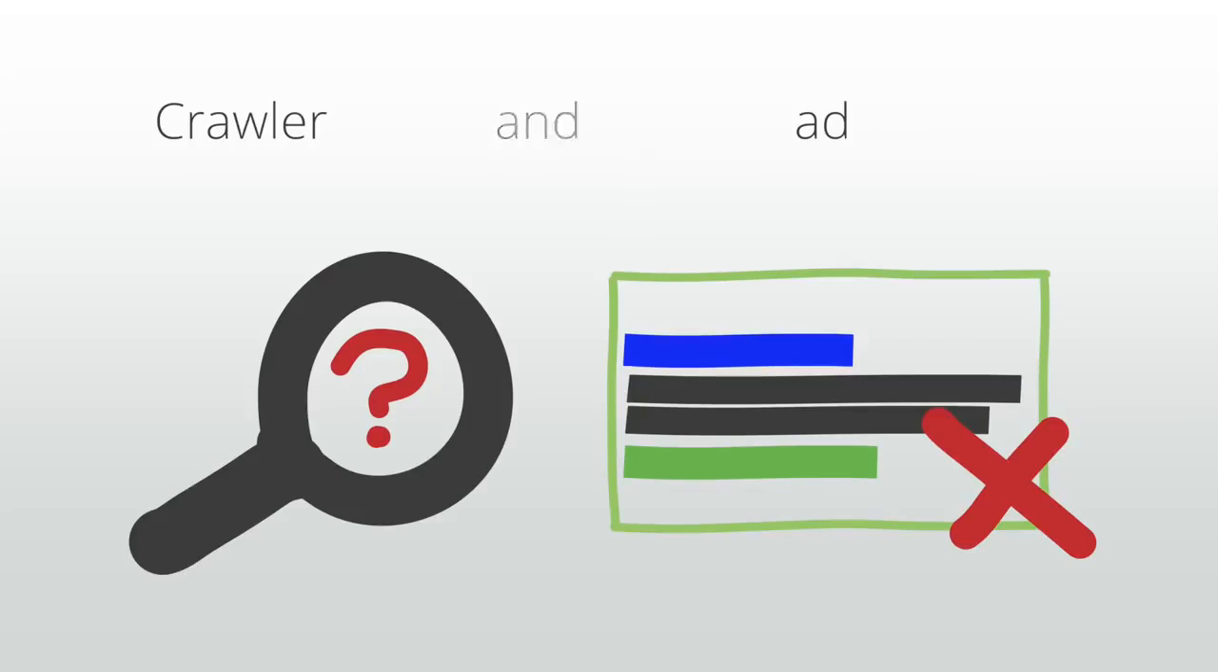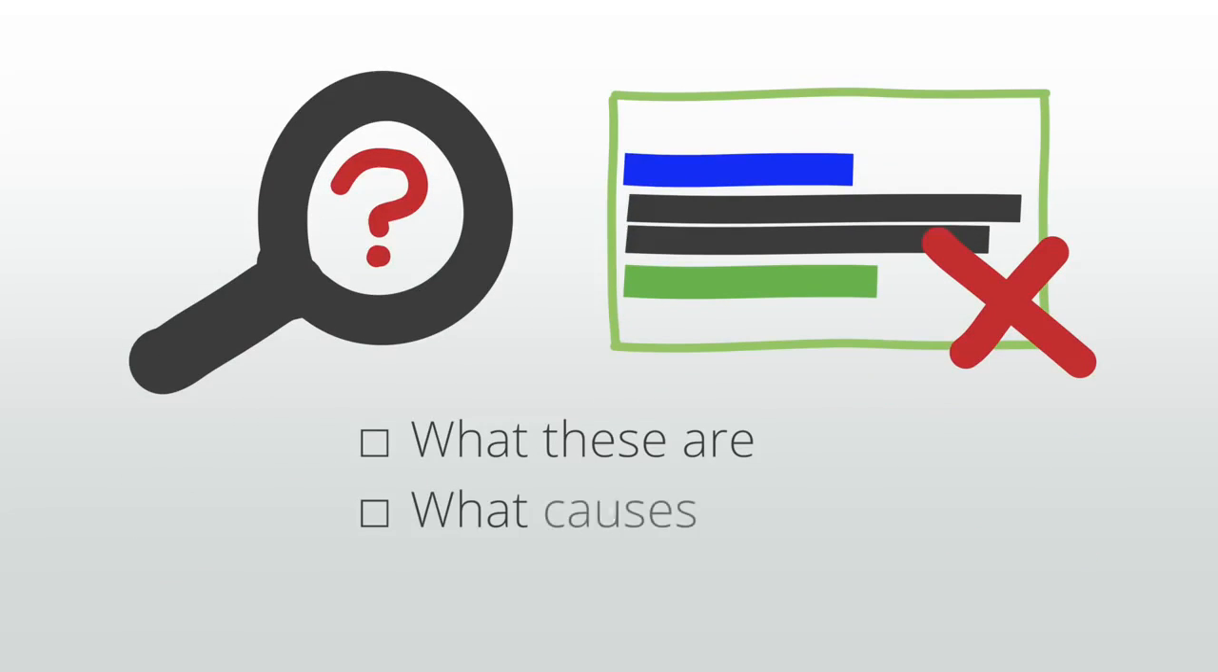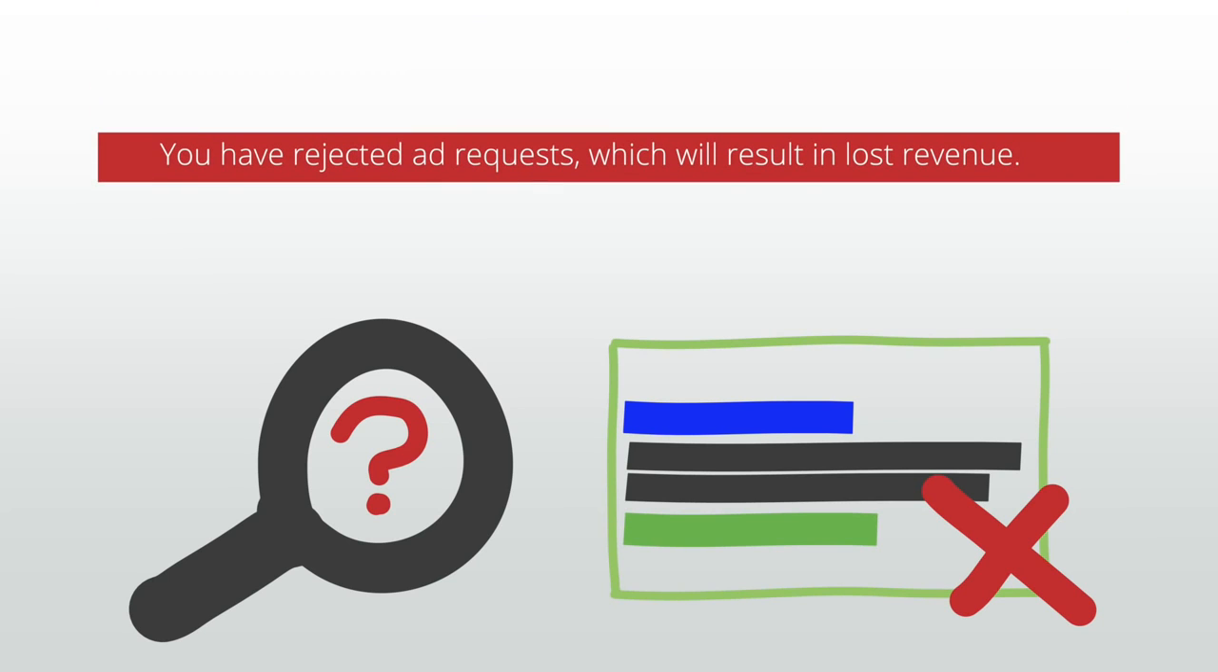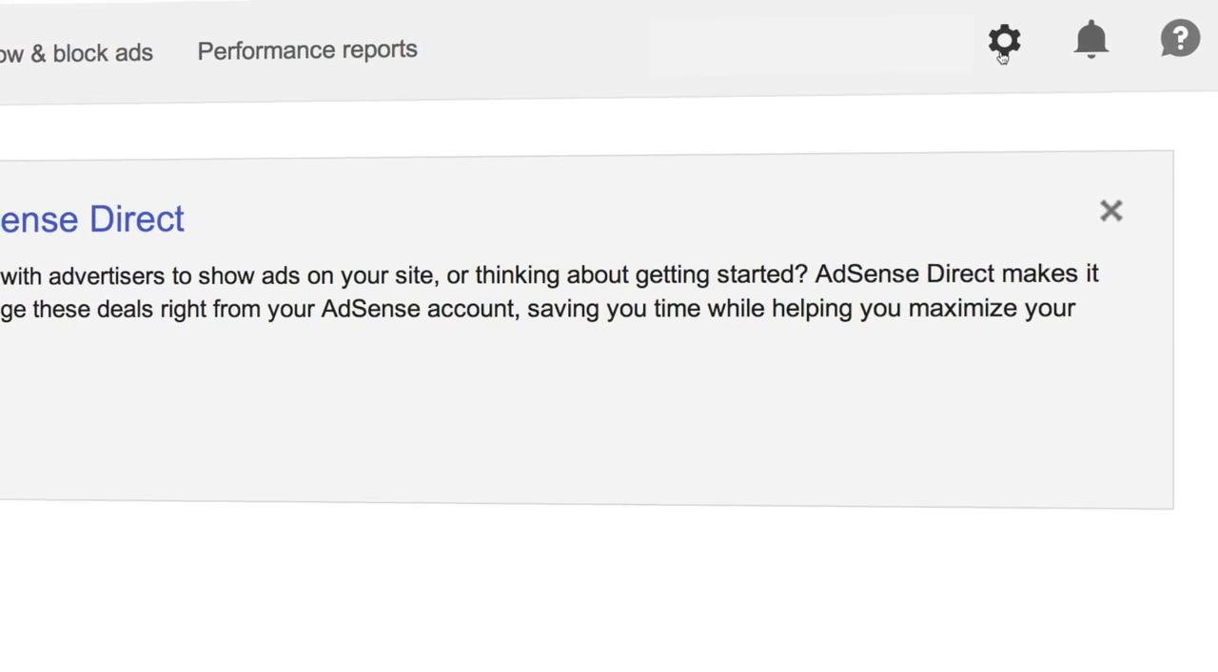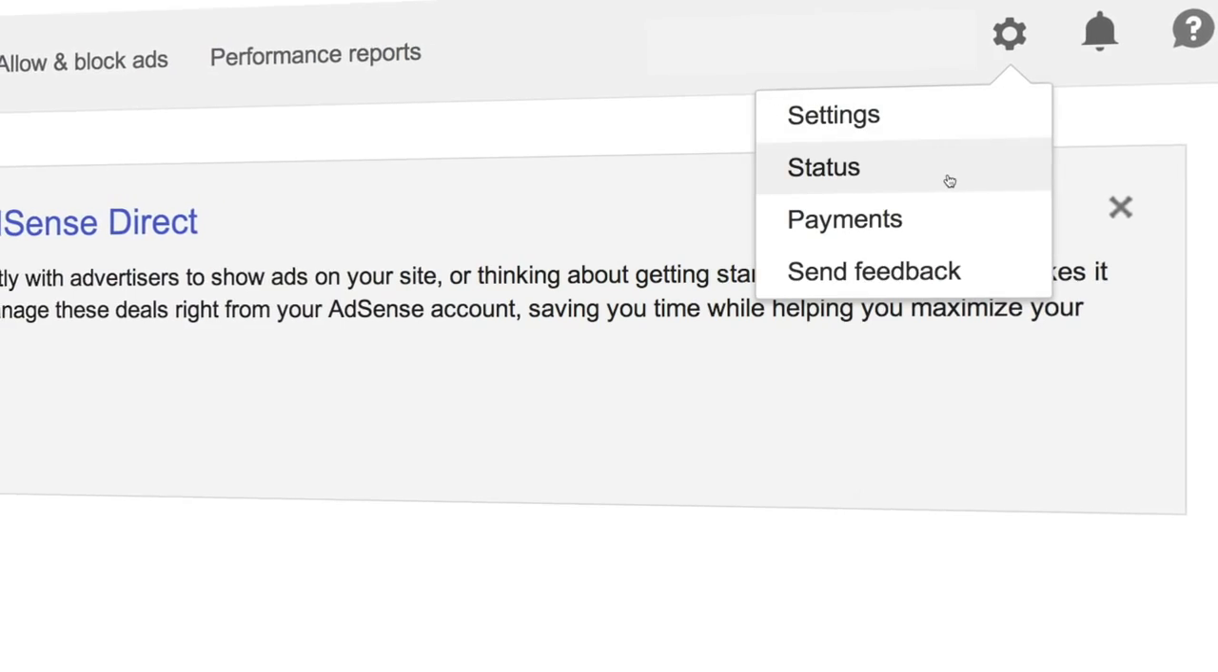In this lesson, we will explain what these are, what causes them, and how you can fix them to make sure you're not missing out on any revenue. If you have a substantial number of crawler errors or rejected ad requests, a red bar will appear at the top of your account homepage. You can also check the status of these issues by clicking the gear symbol on the top right of the screen and selecting Status. Let's start with crawler errors.